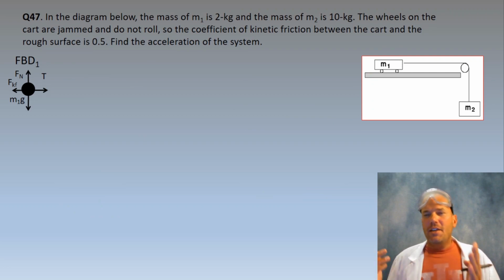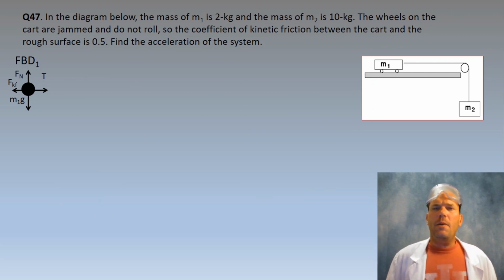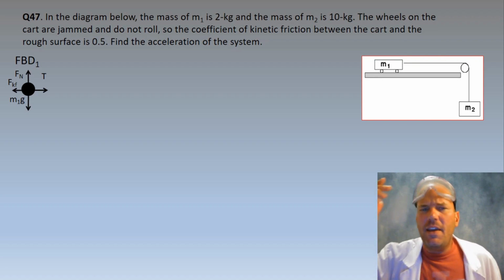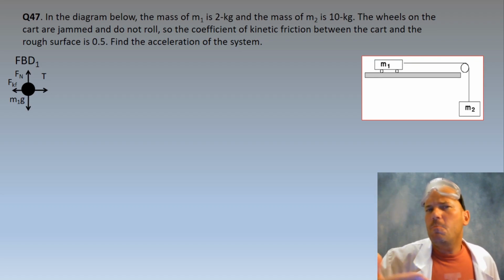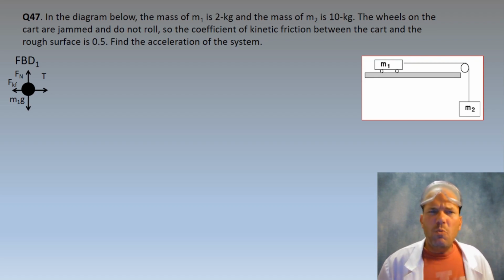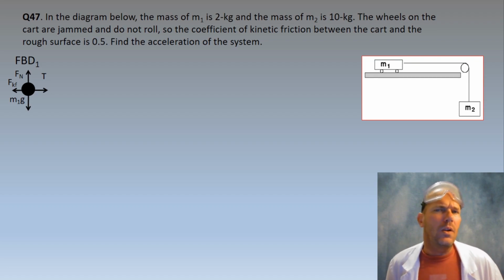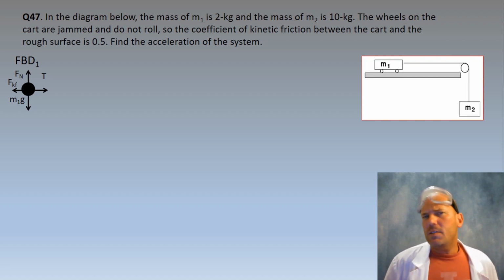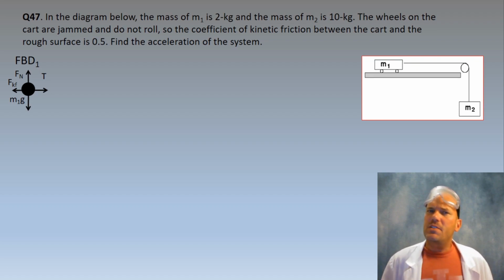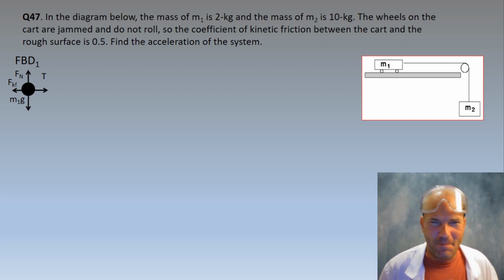47 here. Here we have another modified diagram, but we have a hanging mass and we have a cart of mass M1, a 2 kilogram cart, and the wheels are jammed up on this cart, so it's not able to roll. So it shouldn't be a surprise. We have a relatively high coefficient of friction of 0.5. And we're asked to find the acceleration of the system.